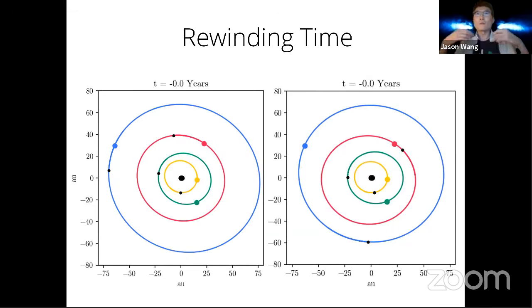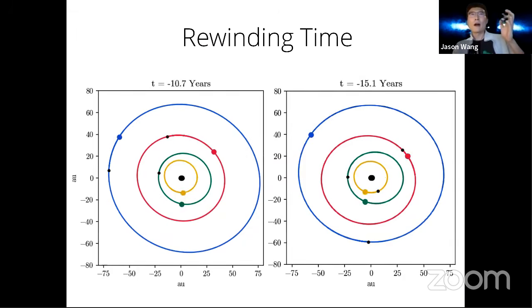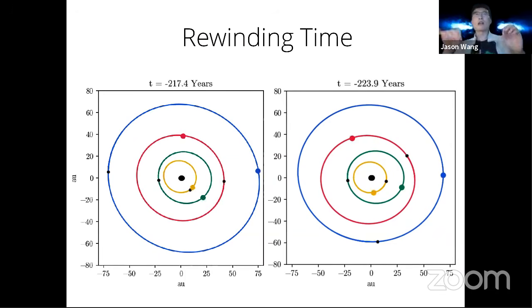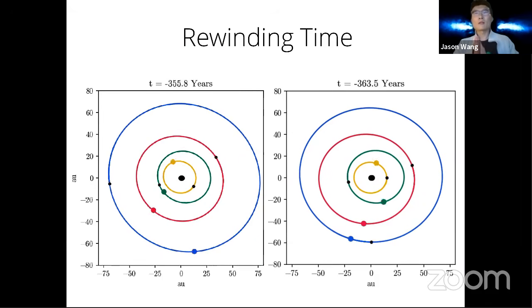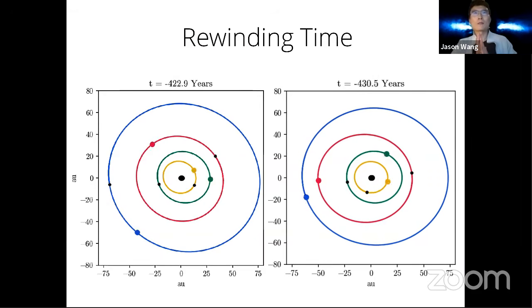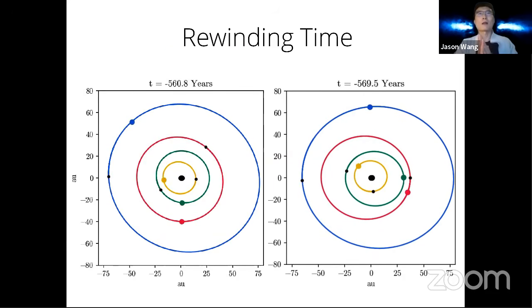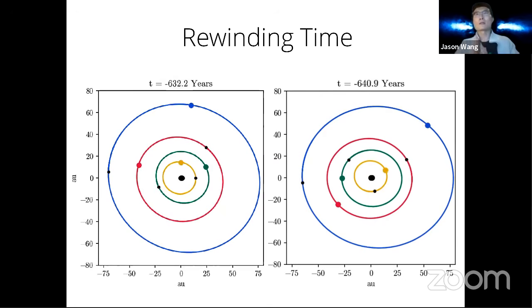So here I plotted 2 possible orbital solutions for these 4 planets. I plotted the position of the planets as the circular markers and their orbital trajectories as the lines around them. And I'm rewinding time. I'm still simulating these planets backwards in time. So you can see these planets are orbiting clockwise now, as opposed to counterclockwise in the time lapse, because I'm simulating these planets backwards in time.